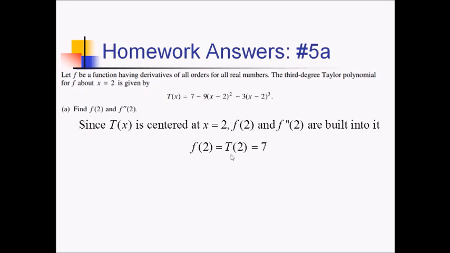And to find f double prime of 2, well, we know that the coefficient of this (x minus 2) squared term is going to be equal to f double prime of 2 over 2 factorial. We know that it actually equals negative 9 in this polynomial. So that means f double prime of 2 is just going to be negative 9 times 2 factorial, or negative 18.